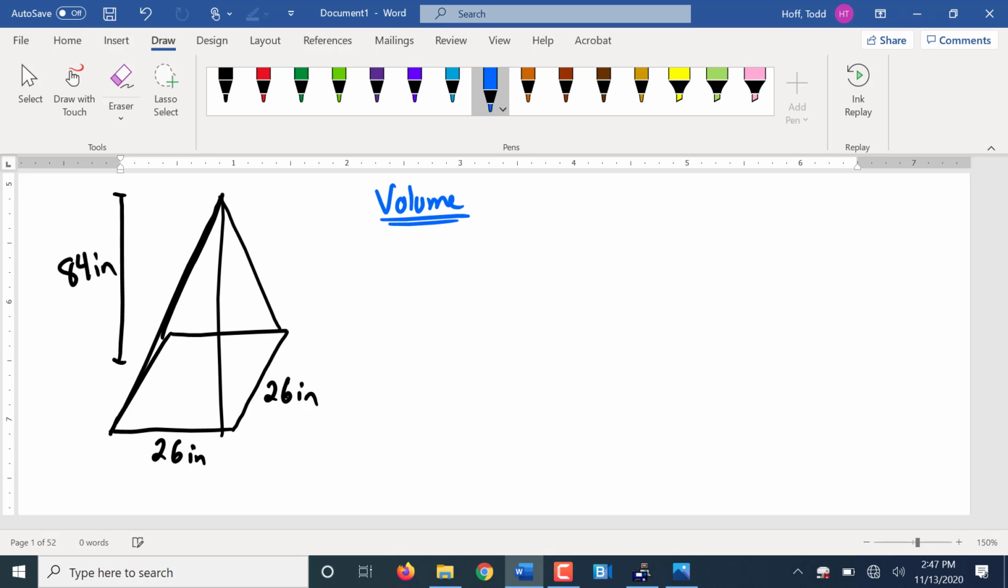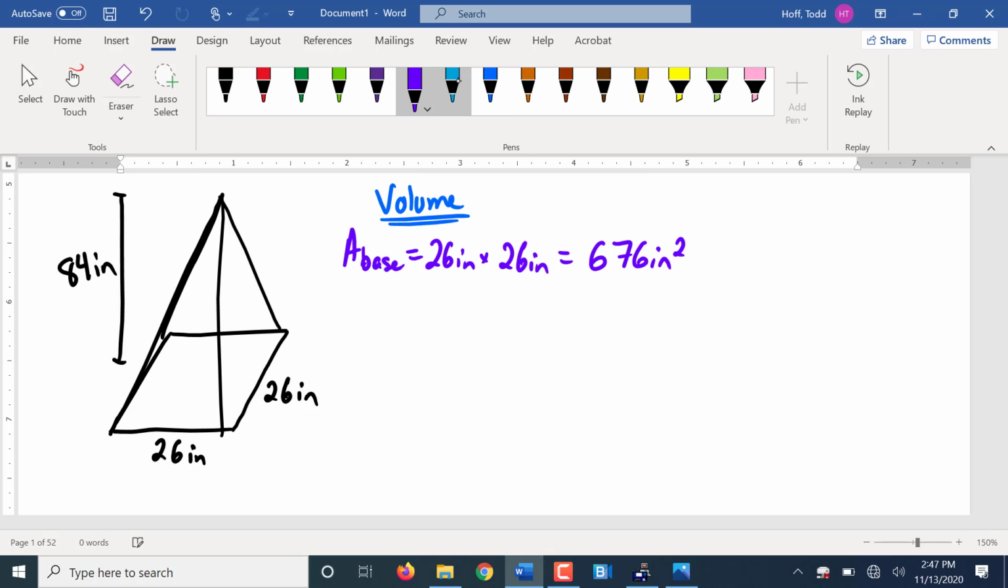Now remember, volume was very similar to our other solids, except we had to do a correction factor. Remember when we did triangles, we found the area of the related rectangle, we divided by 2. Here we're going to find the area of the related box and then divide by 3. So we have to find the area of the base yet. How do we find the area of this base? 26 times 26, very good. Was that 676?